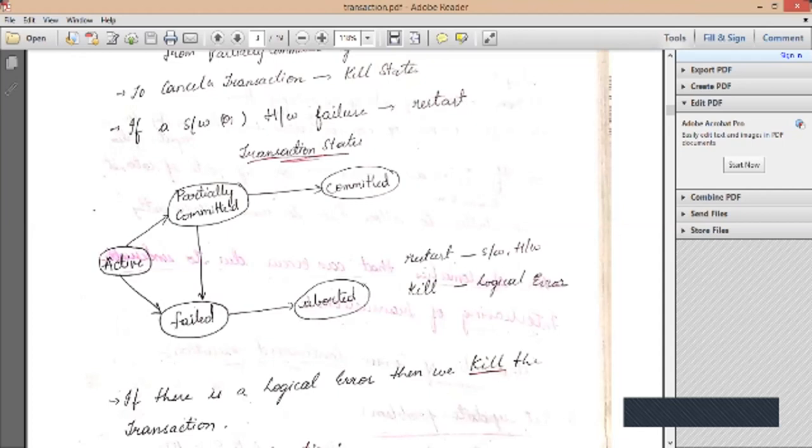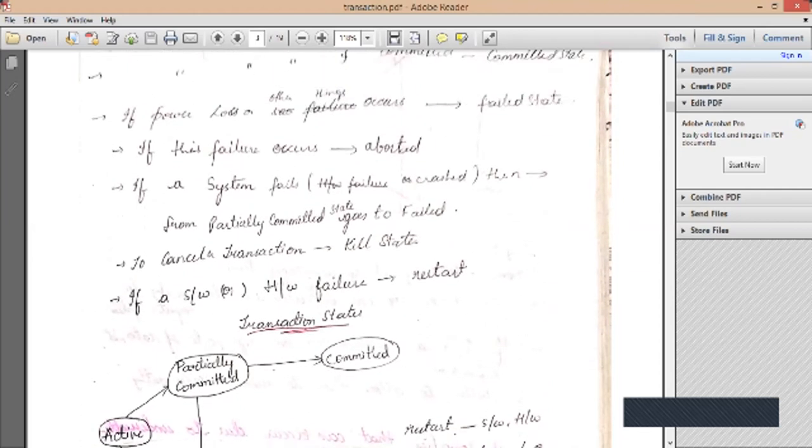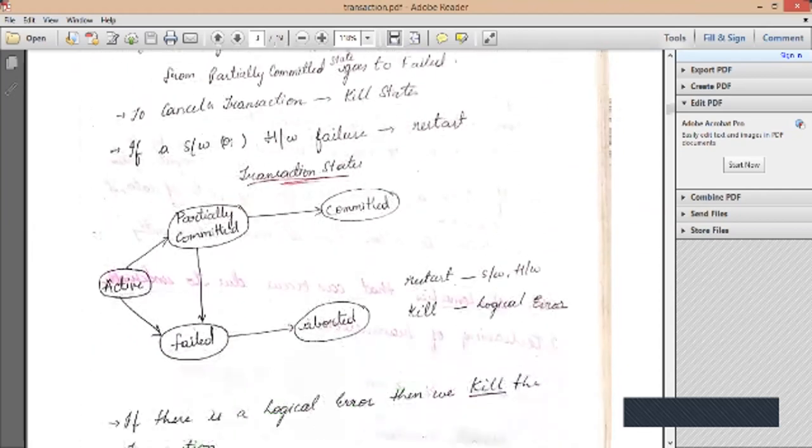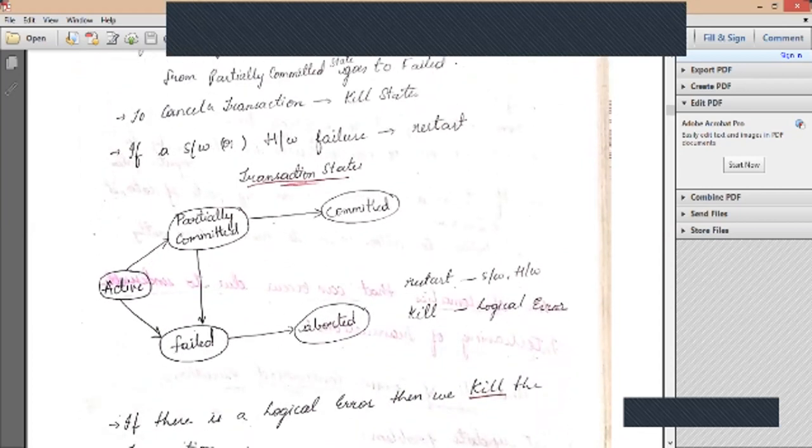As we know, a transaction can fail. Whenever it fails due to some power loss or something, it is either aborted, or sorry, aborted and rolled back.